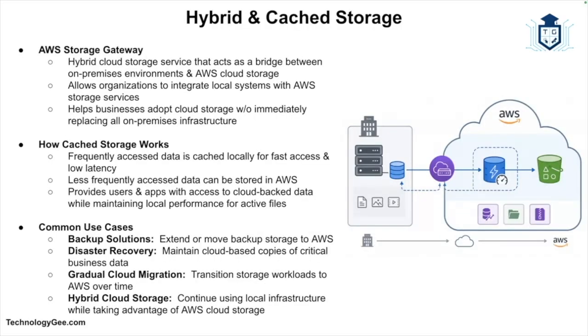All right, so let's move on and talk about hybrid and cache storage. Not every company is fully in the cloud, and many businesses are still running on-premises systems, and that's where AWS Storage Gateway comes in. This acts as a bridge between your local environment and the AWS cloud. So what does it do? Well, it lets you cache frequently used data locally, and then you can store the rest in AWS. An example would be a company keeping active files on site for speed and automatically backing up everything to S3. This is perfect for backup solutions, disaster recovery, and gradual cloud migration.